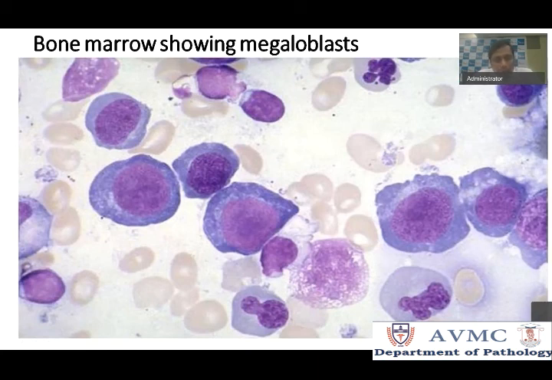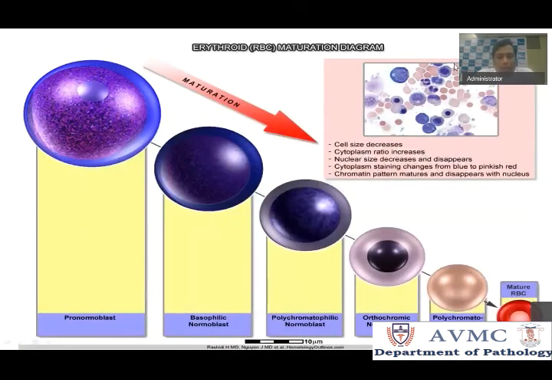As I said, B12 and folate are essential for normal nuclear maturation. When this is absent, the nuclear maturation will not happen, and that is why these findings occur. So this is again coming back to erythropoiesis. As I said, for normal erythropoiesis you need normal nuclear maturation and similarly normal cytoplasmic maturation. For cytoplasmic maturation you need iron, and for nuclear maturation you need B12 and folate.